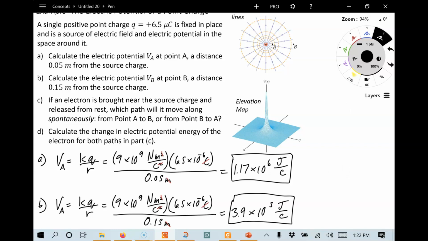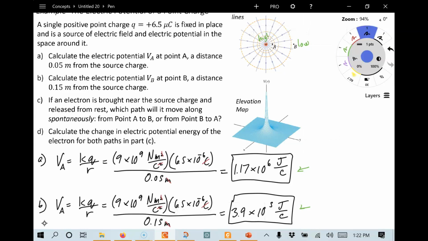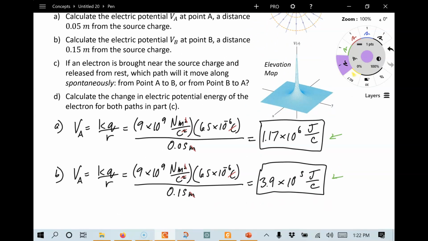Well, we know one thing. Potential is high near positive charges. It's low farther away, as we just saw when we calculated these two for A and B. And we know that electrons move spontaneously from low to high. So the electron is going to go in this direction, low to high spontaneously. So our answer for part C: it's going to spontaneously go from the low point B to the higher electric potential at A.